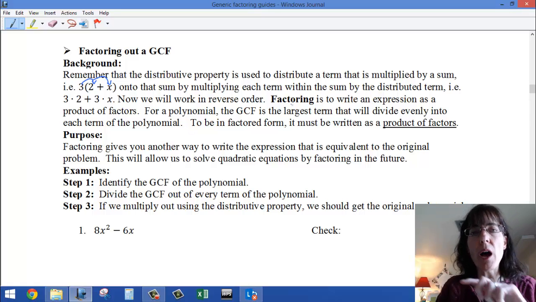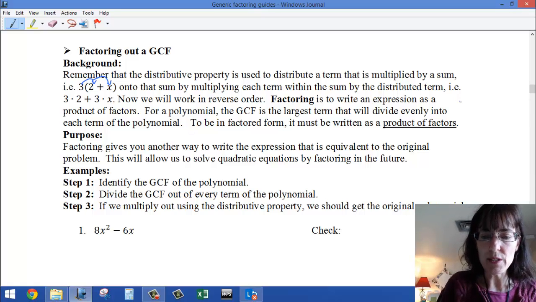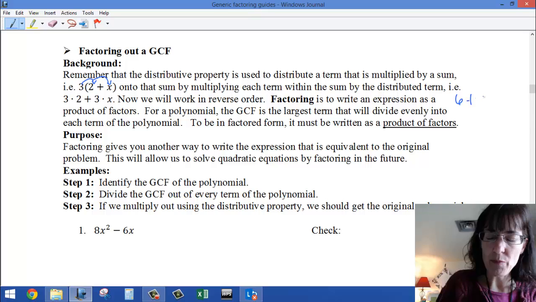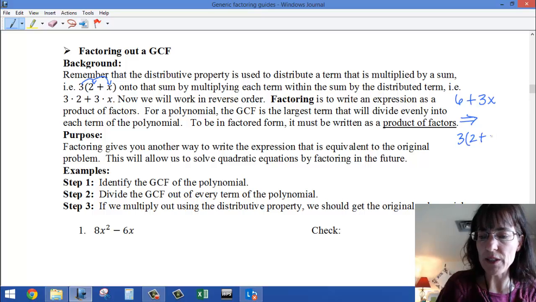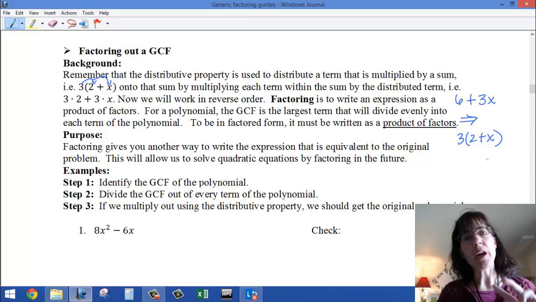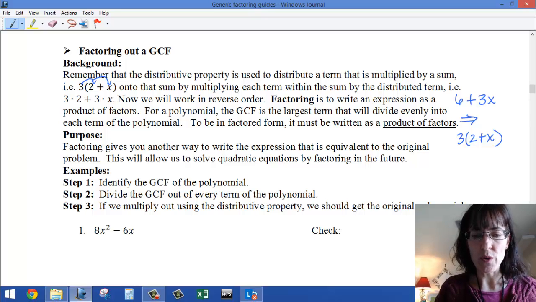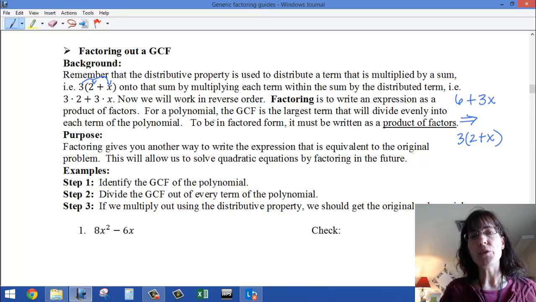Now we're going to go in the opposite order, so we're going to start with something like this, 6 plus 3x, and we want to go in the opposite direction and end up with 3 times 2 plus x. So it's the opposite thing that we're doing when we distribute. And we call it factoring, and it's writing your expression as a product of factors. And the simplest factoring that we can do is factoring out a greatest common factor. And the greatest common factor is the largest term that will go evenly into each term of the polynomial.